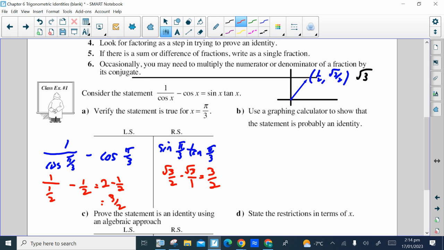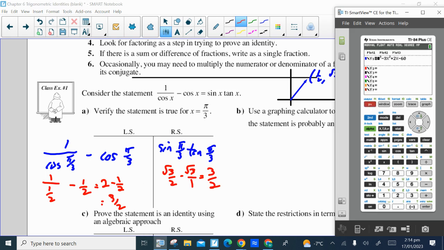Okay? And as I said, you can use almost any angle because when we get down to part D, it's going to talk about the restrictions in terms of x. What angles could not be used here? And we'll see what they are and why. But before we get there, looking at question B. Use a graphing calculator to show that the statement is probably an identity.